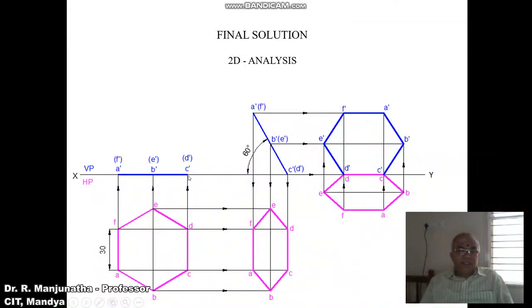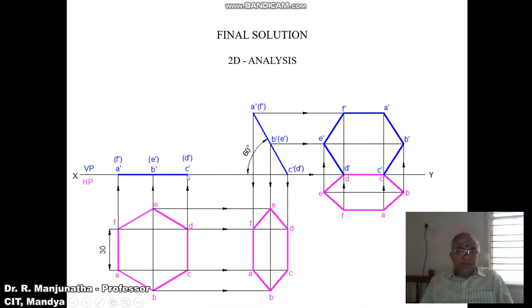Now the problem says one of the sides is resting on HP. We are going to consider either AF on HP or CD on HP, because both the sides are perpendicular to VP. Now we are going to consider C dash D dash on the XY line. So I'll take any convenient distance between the first position front view and the second position front view. Consider any point and mark it as C dash and D dash in bracket. Then by using the protractor, with reference to the center of C dash D dash and with respect to the XY line, you measure an angle of 60 degrees in the clockwise direction, and then you mark that and draw a line.